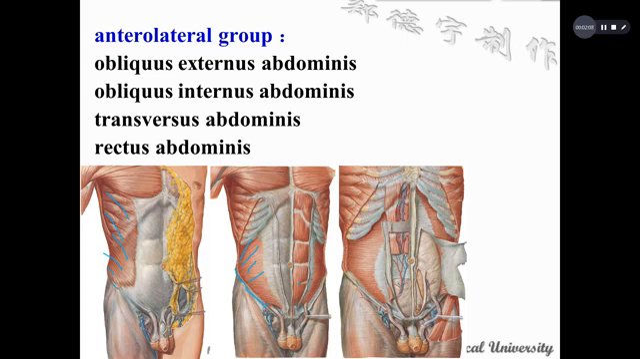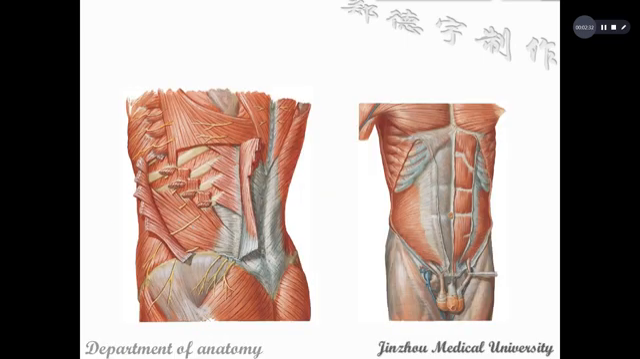It originates from the pubic crest and the pubic symphysis, and then ascends to the external surface of the fifth to seventh ribs and the xiphoid process. This is the rectus abdominis. This one, 1, 2, 3, 4, 5, 6, 7, from the inferior seven ribs.